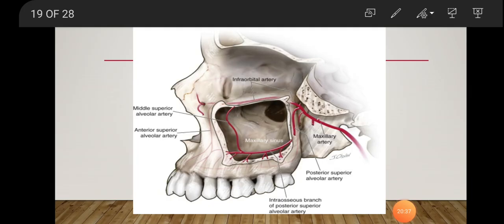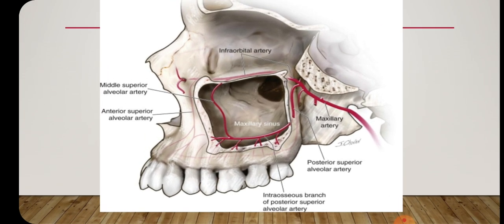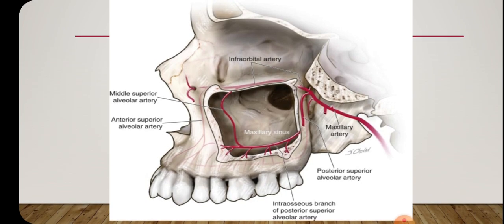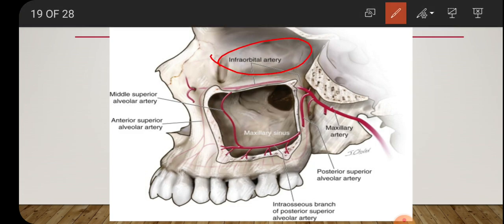Okay, so coming to the blood supply. The nutrition of this sinus is taken over by the infraorbital artery, which is a branch of the maxillary artery, in the roof. And then in the posterior wall you have the posterior superior alveolar artery, which is again a branch from the maxillary artery. The middle superior alveolar artery is related to the anterior wall.